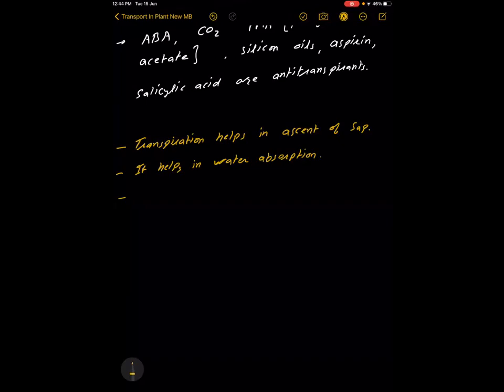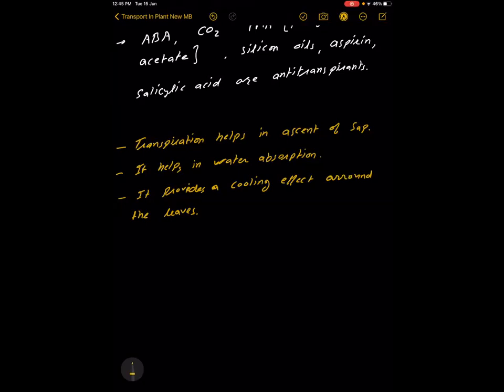It helps in ascent of sap. It helps in water absorption. It provides a cooling effect. It is the air conditioner of the plant. It maintains the temperature around the plant. You can feel this in summer, feeling some coolness under a tree because of transpiration. Fine, so these are the points.